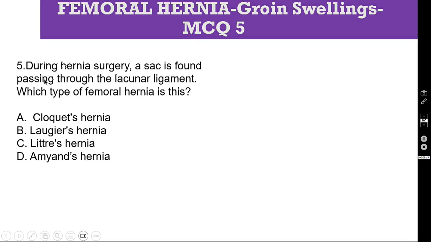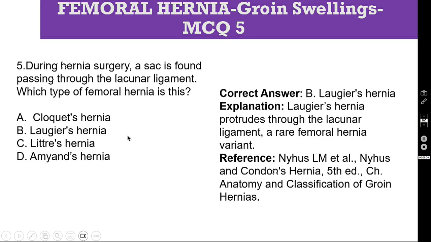Coming to MCQ number 5. During hernia surgery, a sac is found passing through the lacunar ligament. What type of femoral hernia is this? A. Cooper's hernia. B. Laugier's hernia. C. Littre's hernia. D. Hesselbach's hernia. So the correct answer is Laugier's hernia, B.